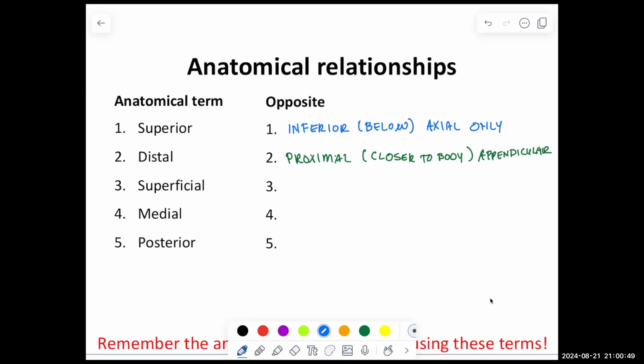Superficial is at the surface. What's the opposite of superficial? That wound is deep. Deep. That one's to the bone. Went all the way deep inside.